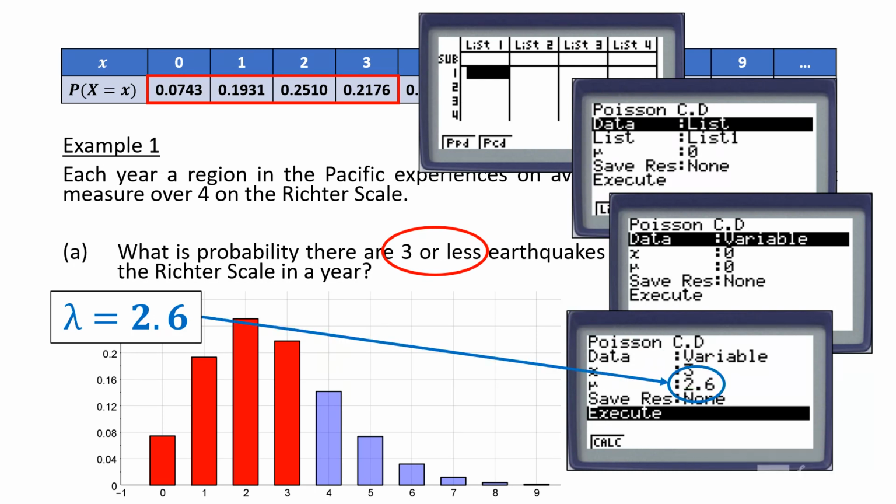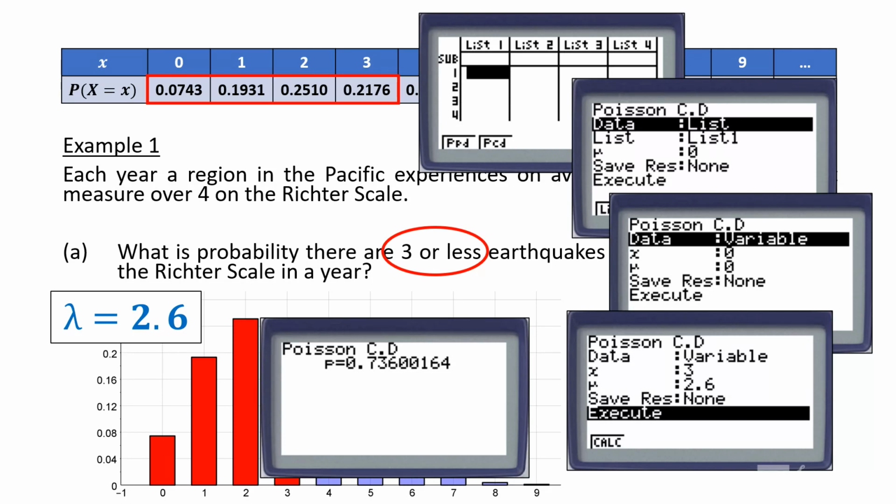Our mu, remember it's lambda, but in the calculator it's called mu, so don't get stressed about that. Our mu is 2.6, and let's get the probability of 0.7360. So the probability of 3 or less is 0.7360.